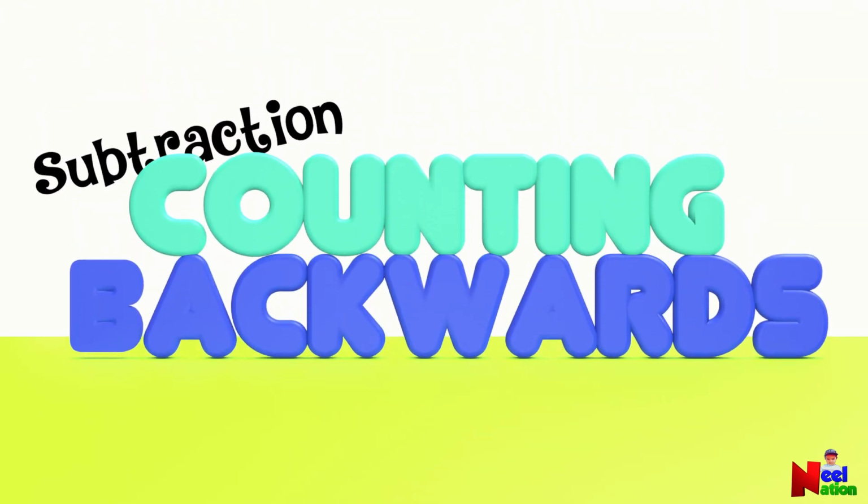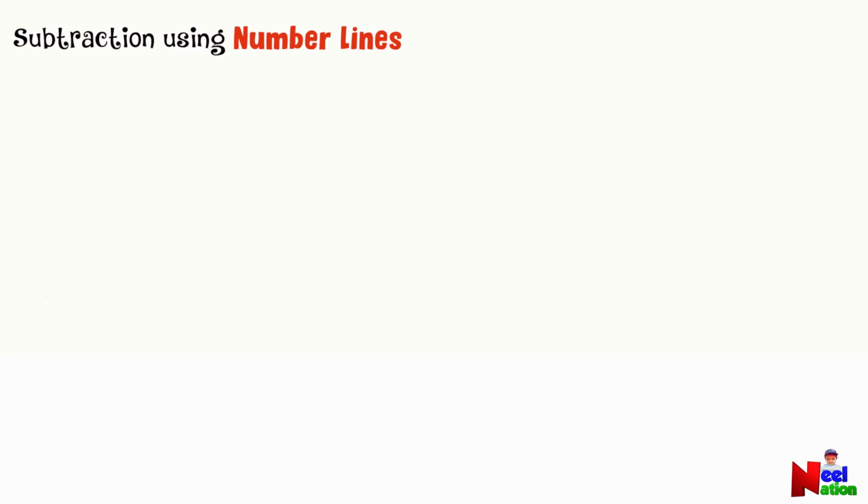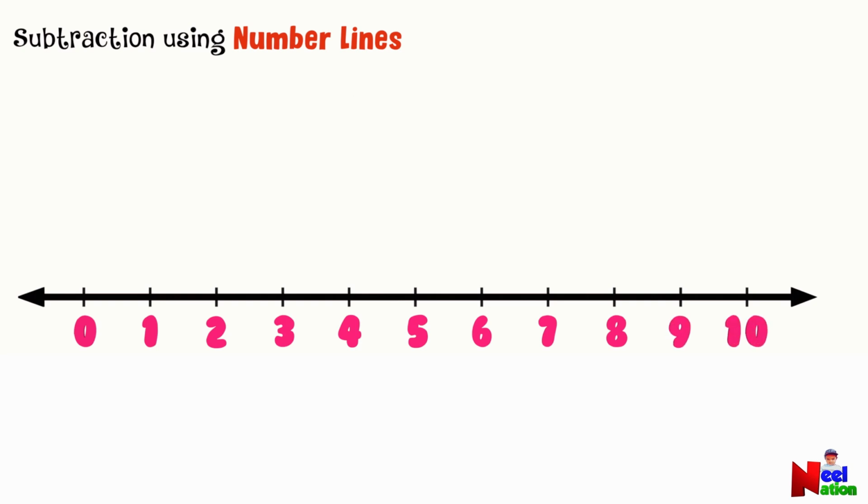Let's learn how to subtract using the counting backwards method in a number line. A number line is a straight line with numbers placed at equal intervals along its length. A number line is a math tool that helps us count, add, and subtract numbers.